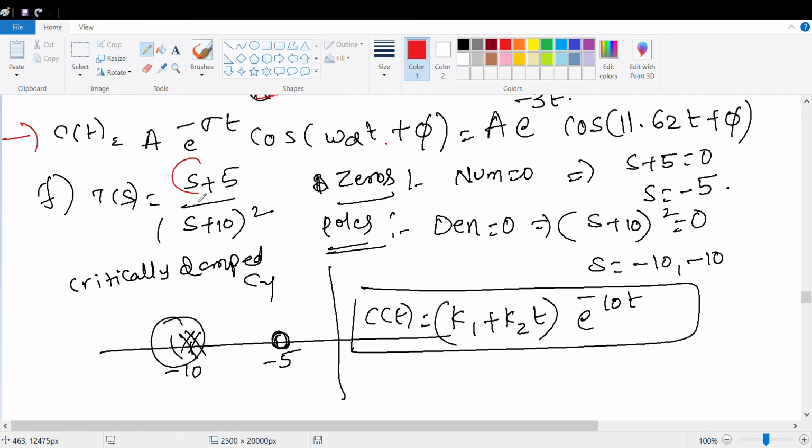For zeros, equate the numerator to 0. For poles, the denominator equals 0. Therefore, repeated poles: (s + 10)^2 means s equals -10, -10. So the poles are real and equal, so we can call it a critically damped system, and the general form of step response.